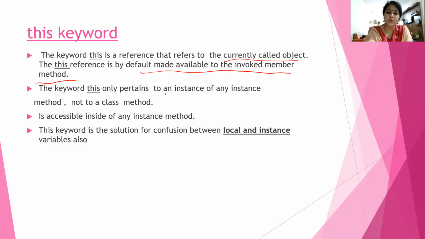And it pertains to the instance of any instance method. Pertains means applicable only to the instance method, not to the class method. Now you know the difference between the instance method and the class method. So this keyword is applicable only to the instance method, not to the class method. It can access everything present inside the instance method. It also helps you remove the confusion between the local and instance variable. You have seen programs where we use local variables and also global instance variables. How to resolve the confusion between local and instance variables is also solved by the this keyword. Through the example it will be clearer.